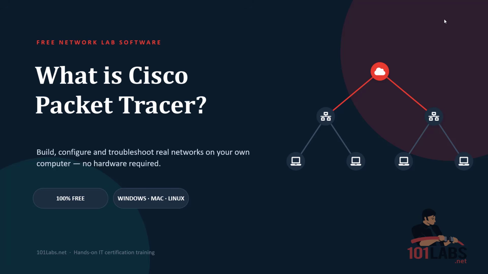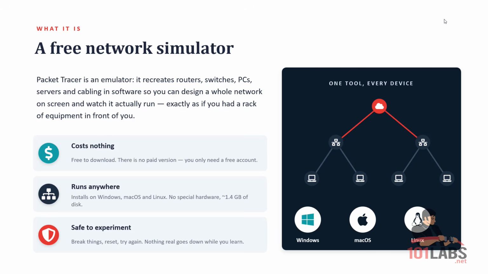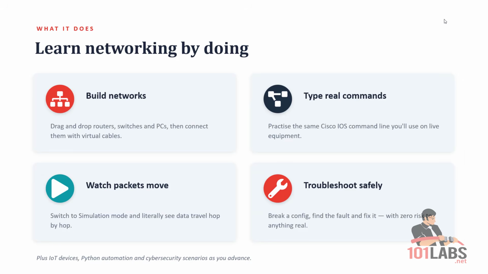So very briefly, Cisco Packet Tracer is free to download and install. You can use it to build, configure and troubleshoot networks on your home PC. You don't need any hardware. It's free, costs nothing to download. You just need a free account from Cisco Networking Academy, and I'll show you how to do that. You can run it on Windows, Mac and Linux, and it's very safe to use. You can't break it because it's just a network simulator.